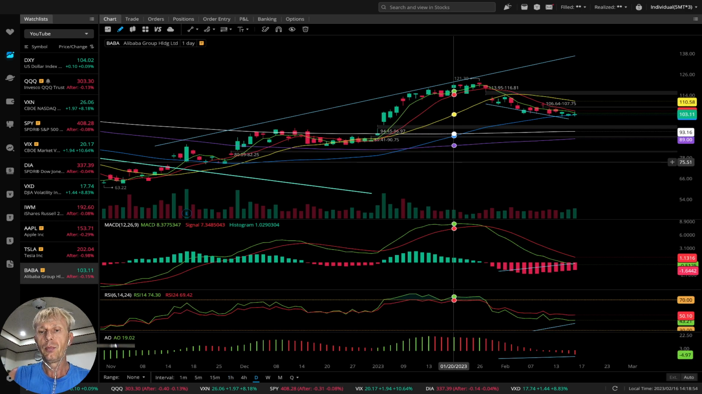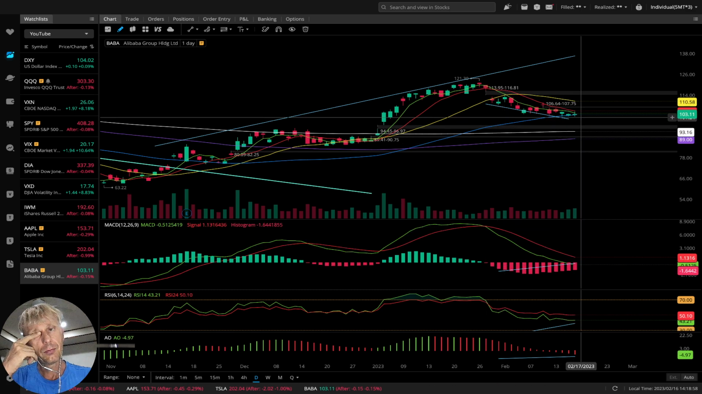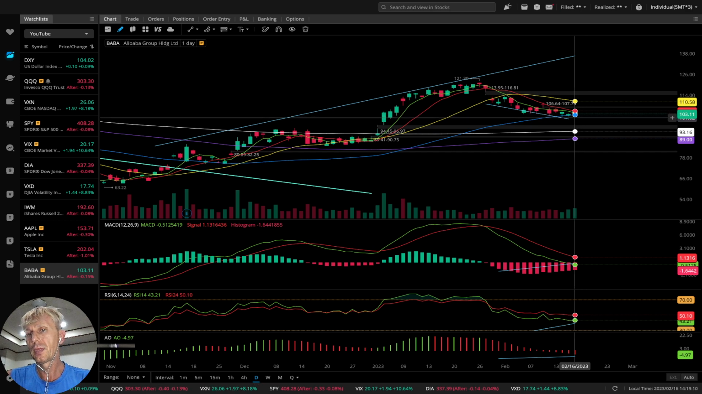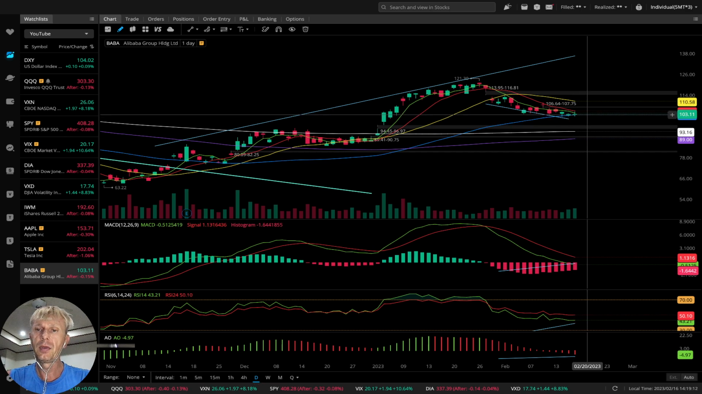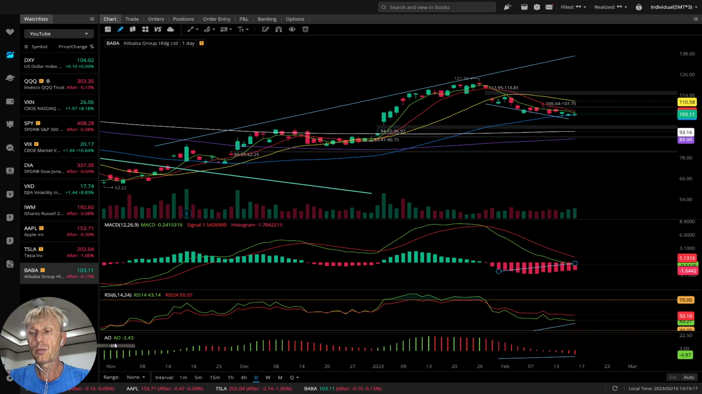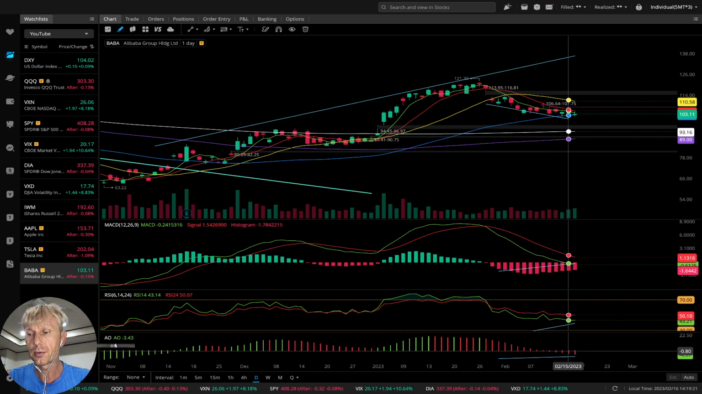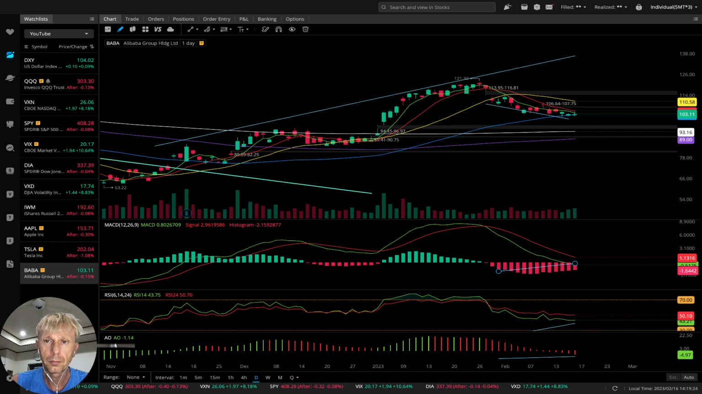BABA daily, bearish signal on MACD, bearish trend. Look at it, the last 3 days, 3 bars, they kind of got support on MA50. They cannot close below MA50. They still stay at the MA50. Maybe they will bounce from MA50, we'll see. Bearish trend on MACD, bearish trend on RSI, and awesome oscillator bearish. Daily time frame, it's still bearish for BABA.